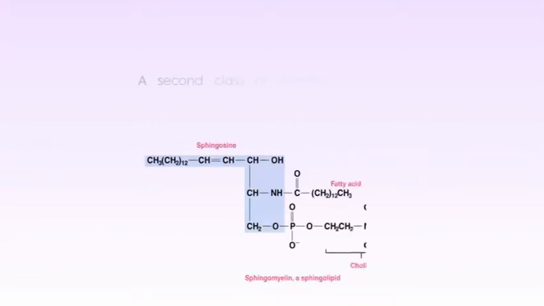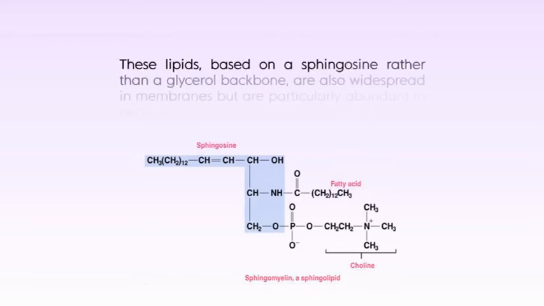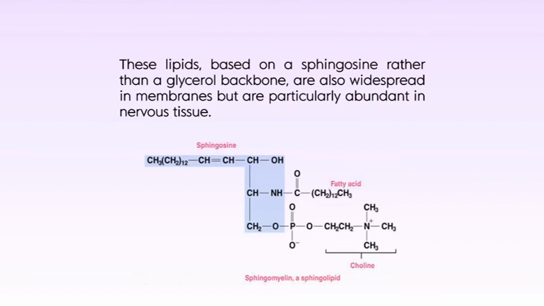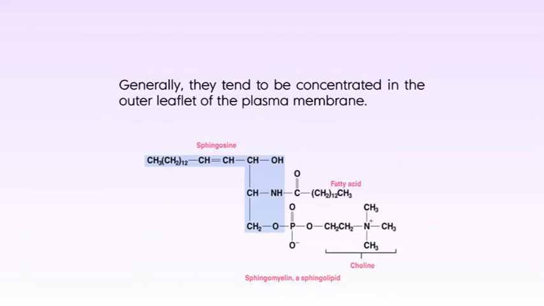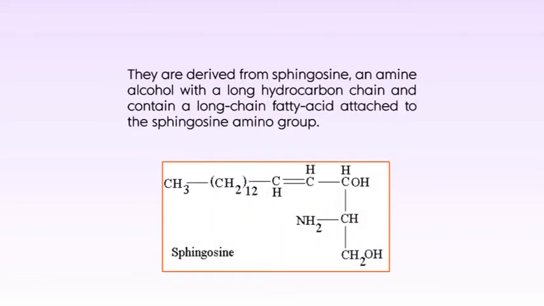Let's study the sphingolipids. A second class of membrane lipids is sphingolipids. These lipids, based on a sphingosine rather than a glycerol backbone, are also widespread in membranes but are particularly abundant in nervous tissue. Generally, they tend to be concentrated in the outer leaflet of the plasma membrane. They are derived from sphingosine, an amine alcohol with a long hydrocarbon chain, and contain a long-chain fatty acid attached to the sphingosine amino group.